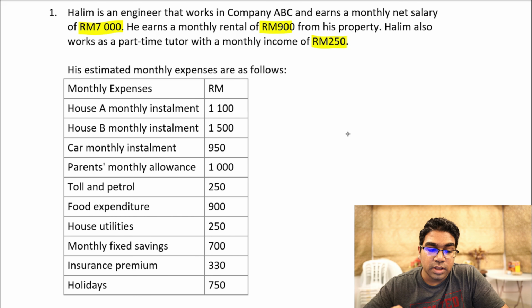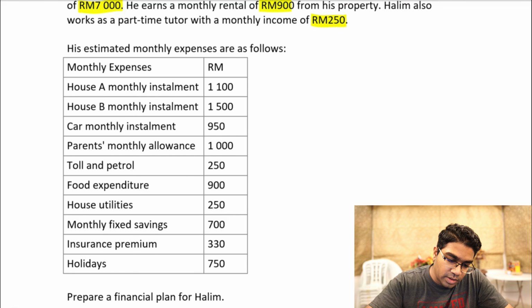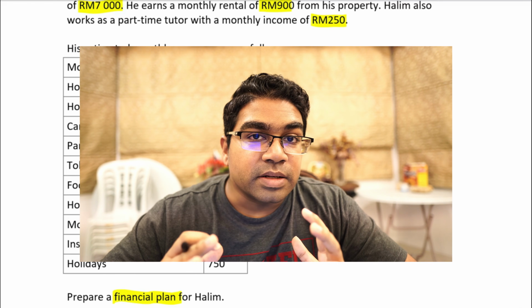Then it goes on to say his estimated monthly expenses are as follows. So it gives you a list of expenses here, monthly expenses and how much in ringgit Malaysia. We'll go through this in a while. Prepare a financial plan for Halim. So now we are required to prepare a financial plan.